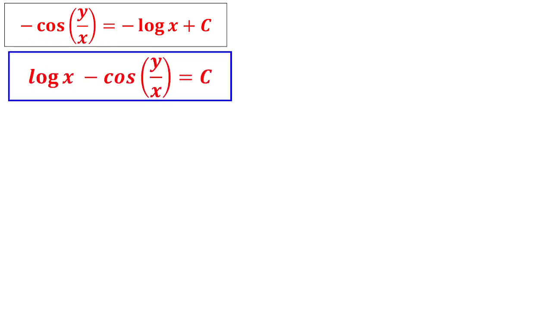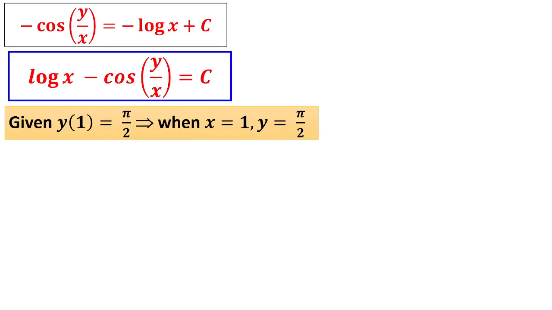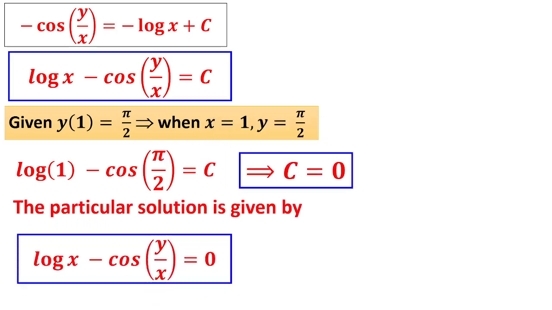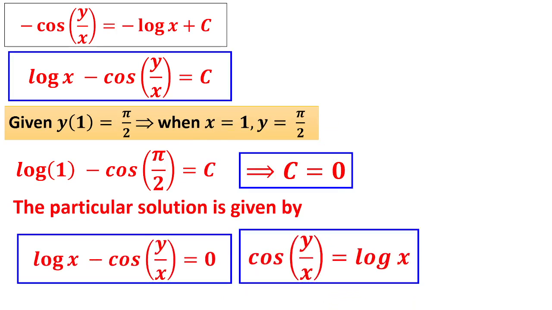Therefore, log x minus cos of y by x is equal to c. Now, anyway, I am keeping it ready. Now, they have given you the boundary values. They want the particular solution. When x is equal to 1, y is equal to pi by 2. Put it over there. You are getting c is equal to 0. Therefore, log x minus log cos of y by x is equal to 0. This is the solution.